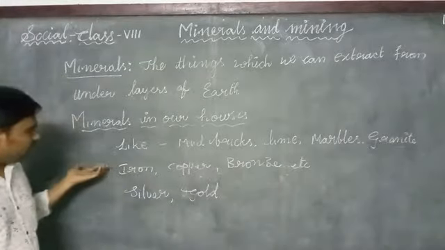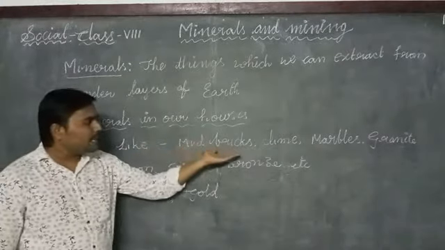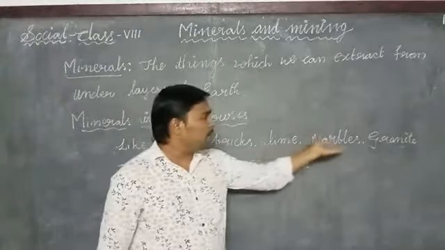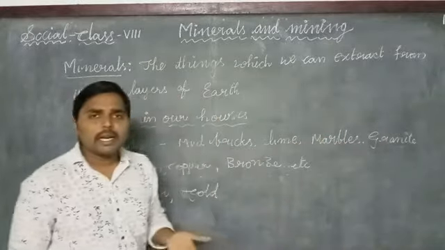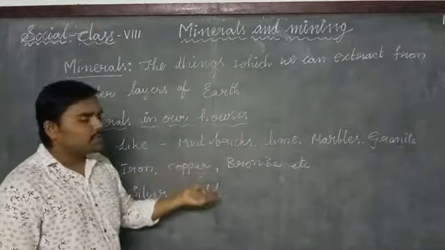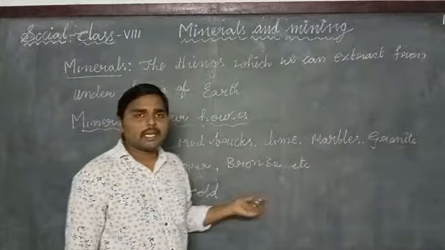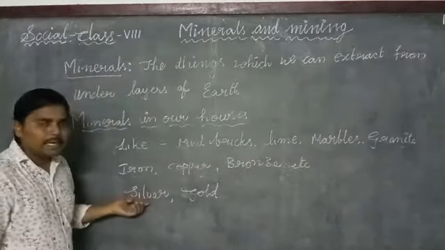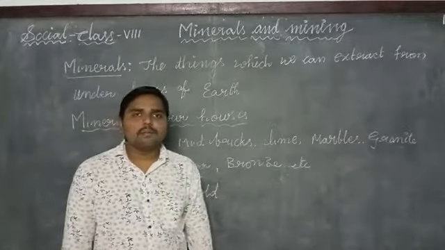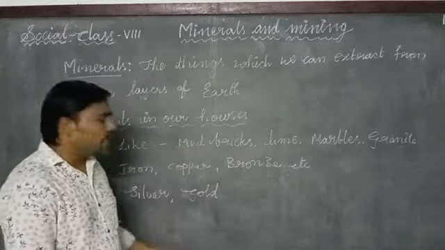If you see around us in our home, mud bricks are made up of the underlayers of the earth, and lime, marbles and granite are coming from the underlayers of the earth. Metals like iron, copper, bronze are also coming from the underlayers of the earth. And the metals which we are wearing, silver and gold, also come from the underlayers of the earth.